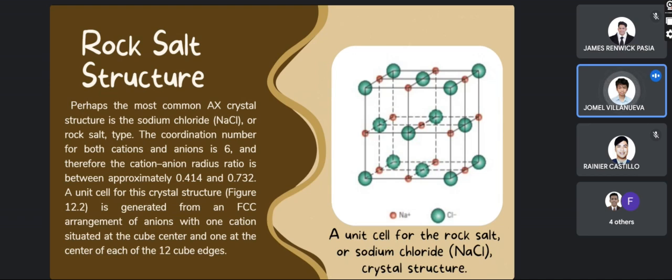The key to this structure lies in the coordination number, which is 6 for both cations and anions. The coordination number basically tells us how many nearest neighbors each ion has. In rock salt structures, each sodium ion is surrounded by 6 chloride ions, as you can see on your screens. This arrangement forms a face-centered cubic (FCC) lattice, a fancy way of saying that ions are arranged in a highly symmetric cubic-like pattern. But what is actually important here is that this configuration provides maximum stability for the material.